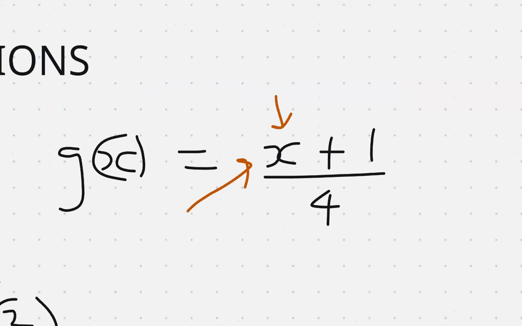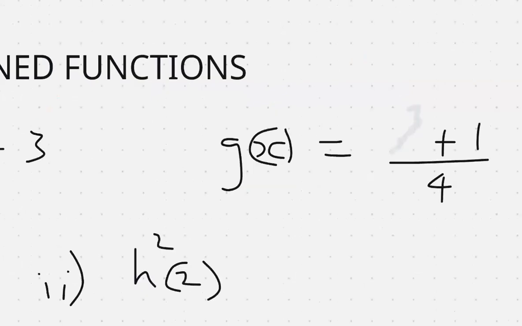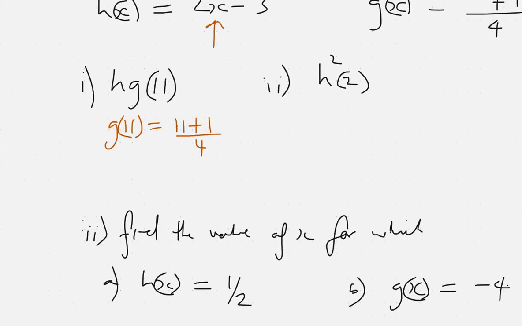So 11 plus 1, that's equal to 12 over 4, which works out nicely to be 3. Now, this 3 here is the answer for this part. So we can replace g of 11 with 3. Now I'm going to end up having to work out what? h of 3.